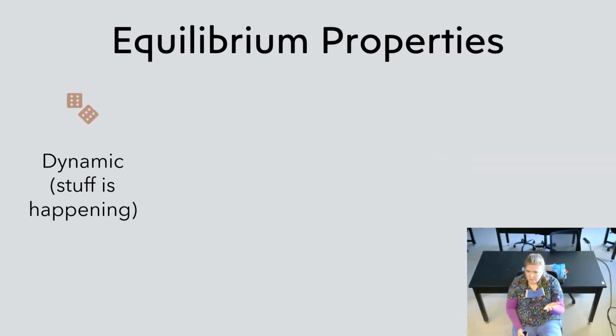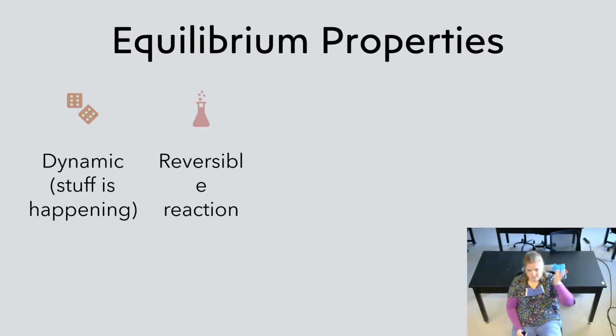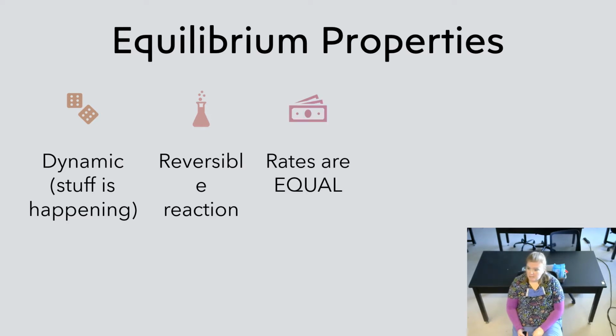All right, the properties of equilibrium. First, it's dynamic. That means literally stuff is happening. It's not just sitting there. Reactants are being turned into products. Products are being turned into reactants. It's reversible, so kind of like what I just said. We have a forward reaction and a reverse reaction. The forward reaction is reactants to products, and the reverse reaction is products back to reactants. And our rates are equal, so the forward reaction and the reverse reaction are occurring at an equal rate. Whatever that rate is, every equilibrium is different.